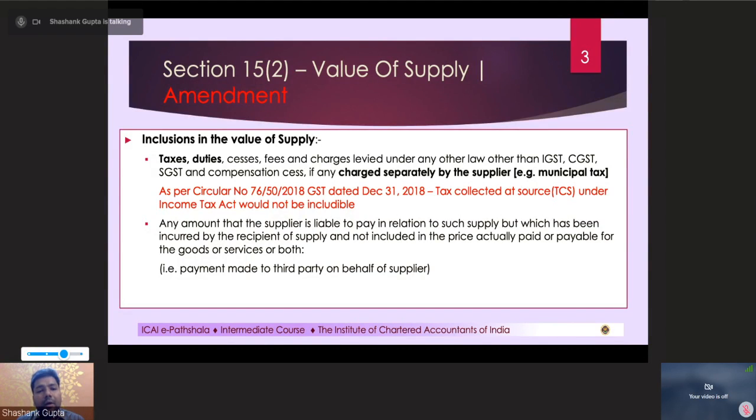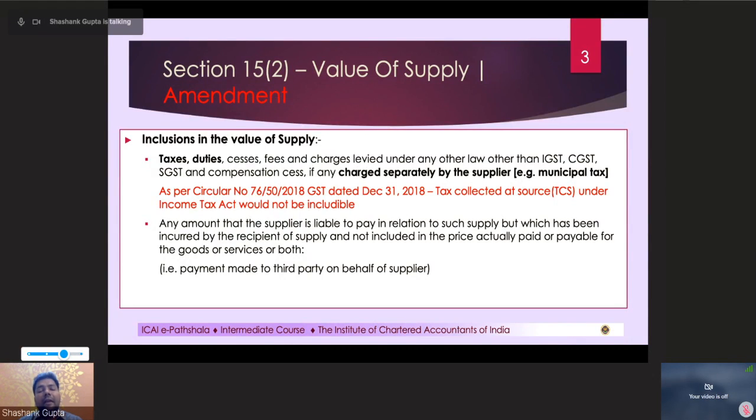We are talking about customs duty, and whether any other taxes are levied. So basically, customs duty could be there, or any other local levy which has survived the GST regime. For those types of taxes, primarily GST will be applicable over and above that.